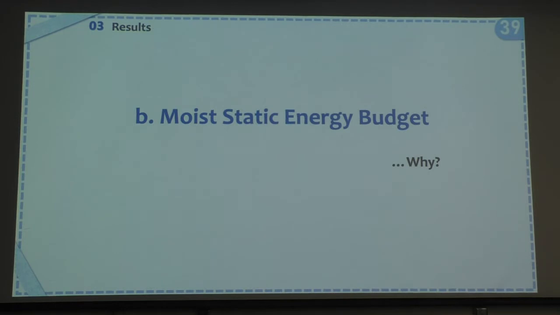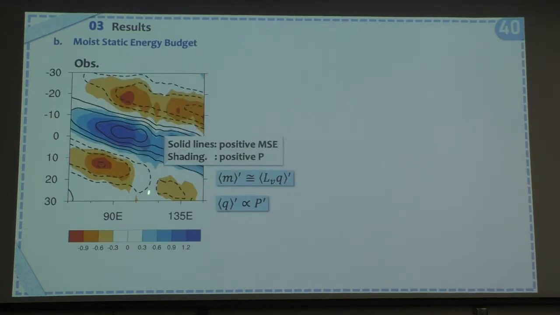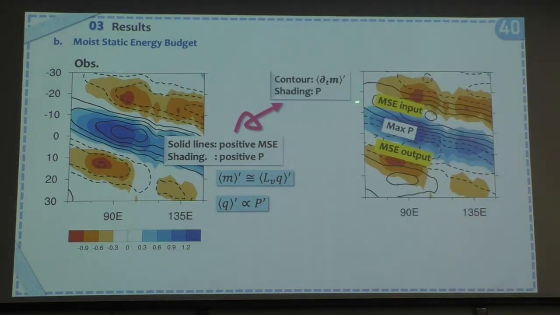Second part, we analyze the MSE budget, but I need to explain why we use the MSE budget. In this figure, the shading shows the precipitation anomaly, and the contour is the MSE on the intraseasonal scale. You can see that the two variables have a very similar pattern and a high correlation, and show an eastward propagating mode. So when we use the MSE tendency term, we can look at the MSE input before the extreme precipitation anomaly and then the MSE output.